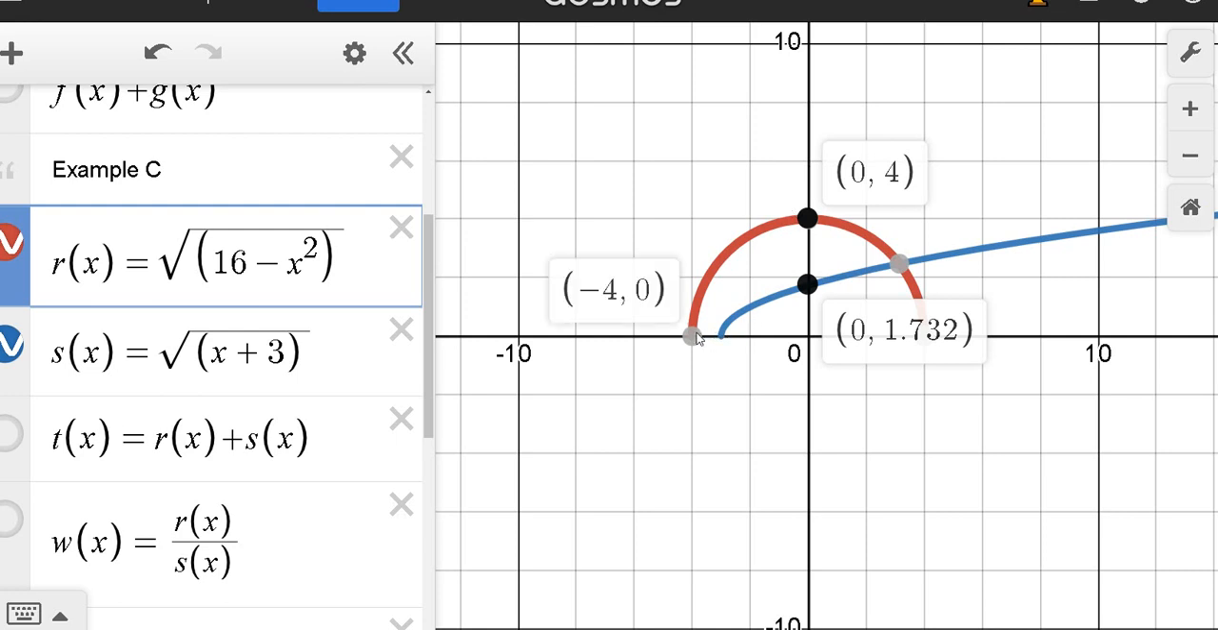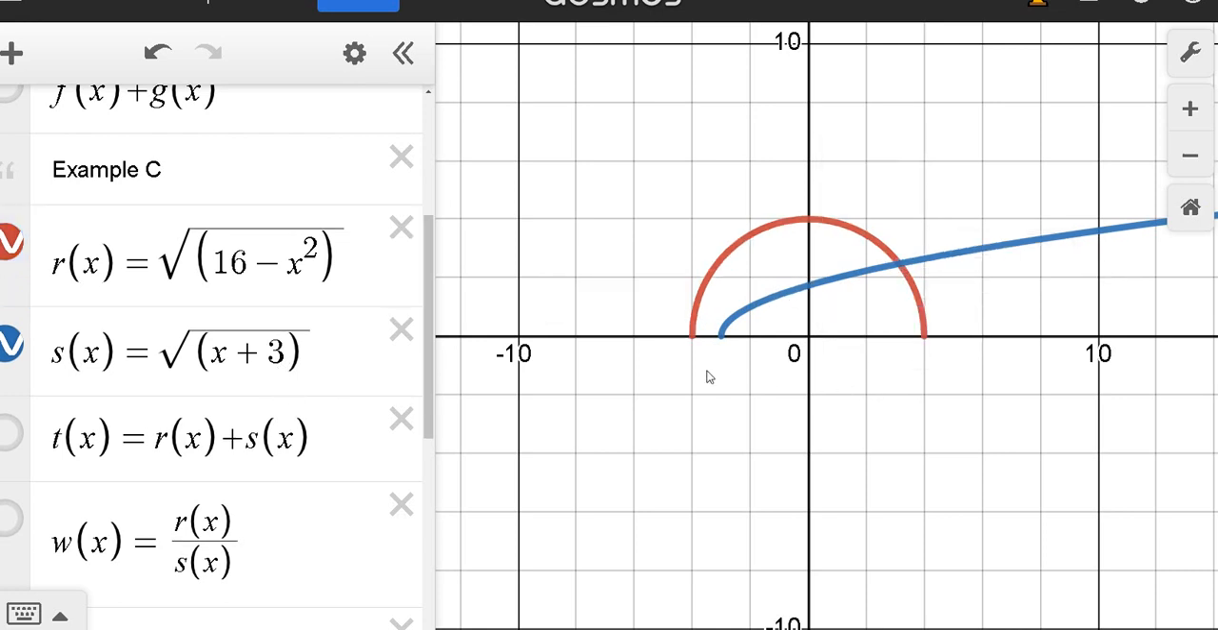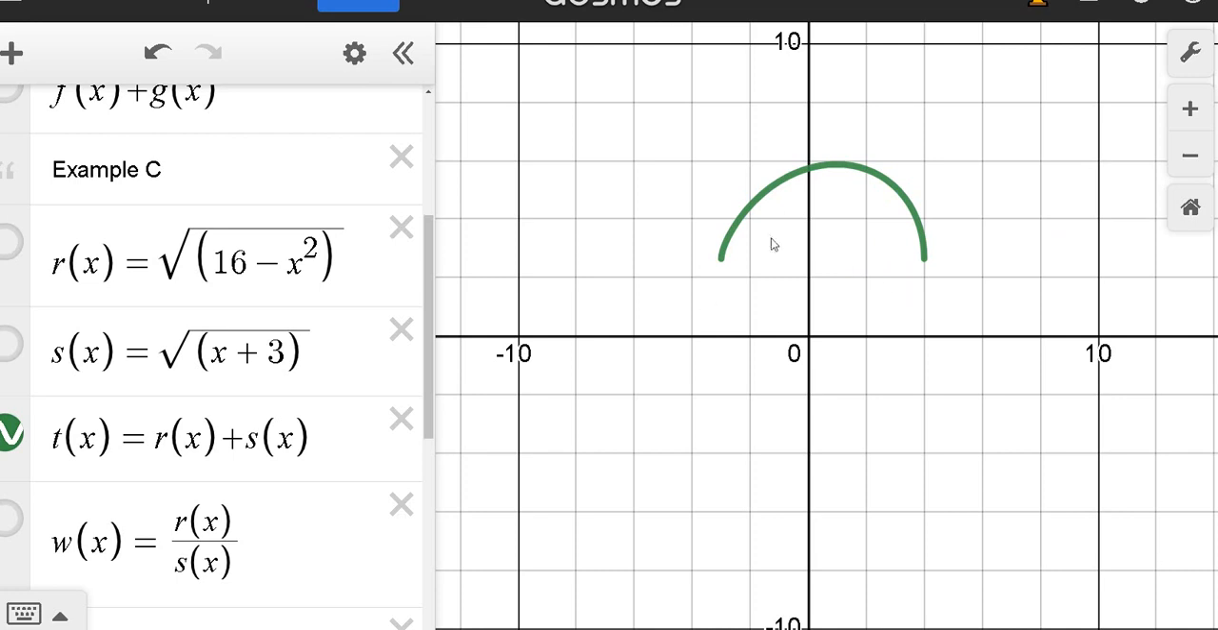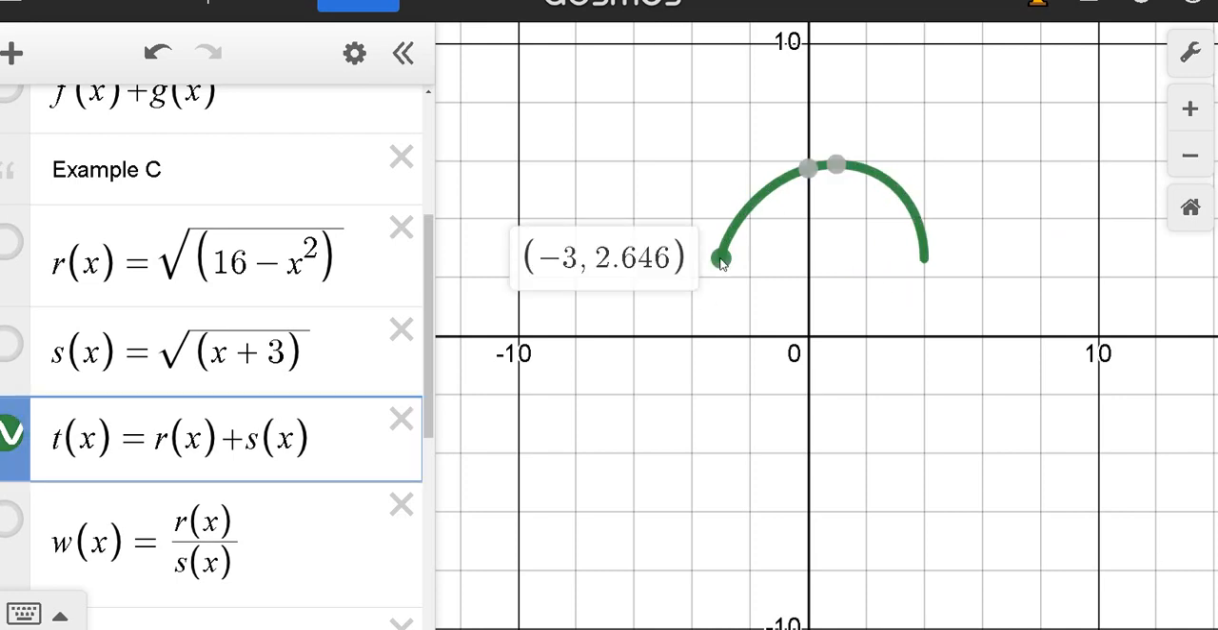But what if I wanted to find f plus g at negative 4? F of negative 4 is 0, but g of negative 4 is undefined. So really, this picture that I'm going to get when I add these two graphs only exists where these graphs overlap each other. And you can see that when you turn on this last little bit of function here. And the only place that these exist is where they overlap. So let's shut this off. Here's your f plus g. So let's take a look at it in terms of its domain.